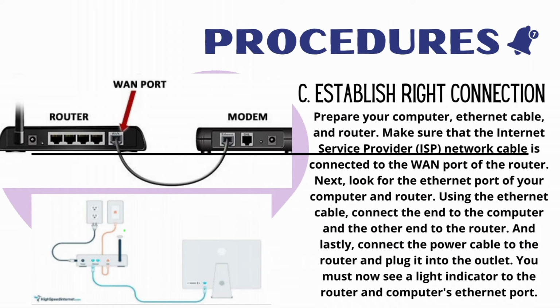Establish right connection. Prepare your computer, Ethernet cable, and router. Make sure that the Ethernet service provider ISP network cable is connected to the WAN port of the router. Next, look for the Ethernet port of your computer. Using the Ethernet cable, connect one end to the computer and the other end to the router. And lastly, connect the power cable to the router and plug it into the outlet. You must now see a light indicator on the router and the computer's Ethernet port.